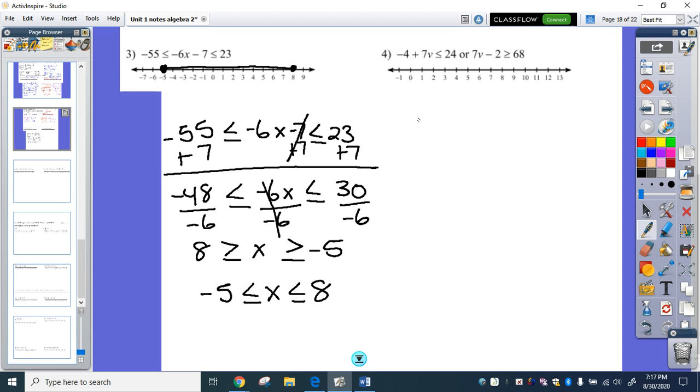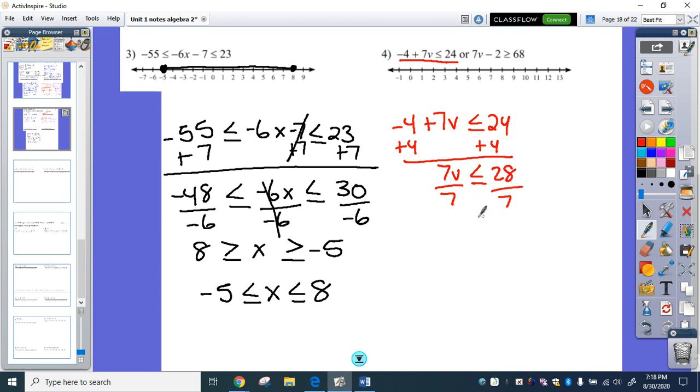Now in problem number 4, we have an or problem. So let's work in 2 separate colors so we can keep ourselves organized. So we have -4 plus 7v is less than or equal to 24. Let's add the 4 to both sides. So we've got 7v is less than or equal to 28. Divide by 7. And we end up with v is less than or equal to 4.